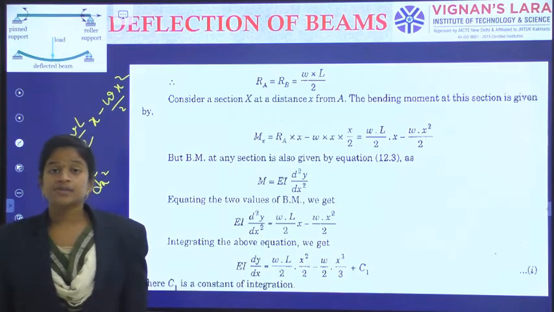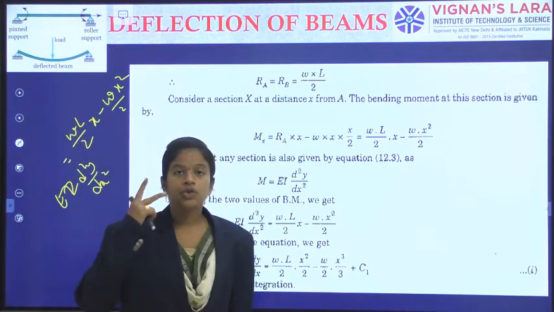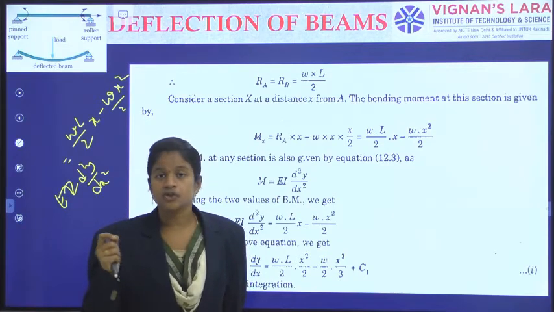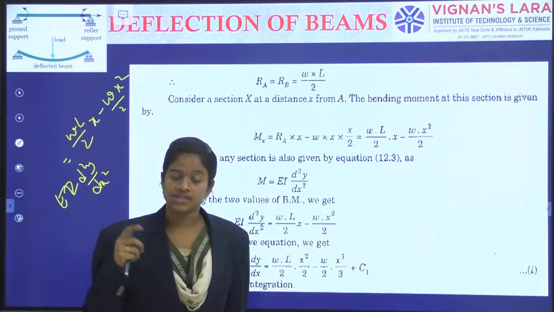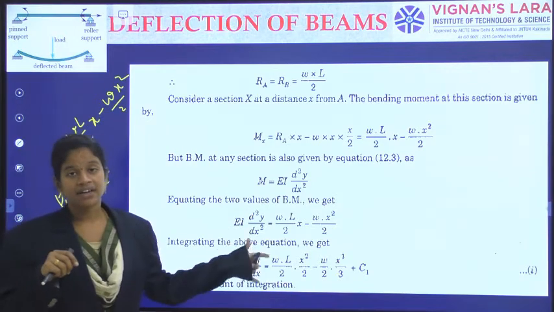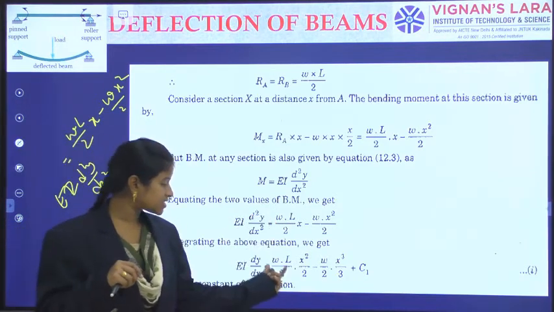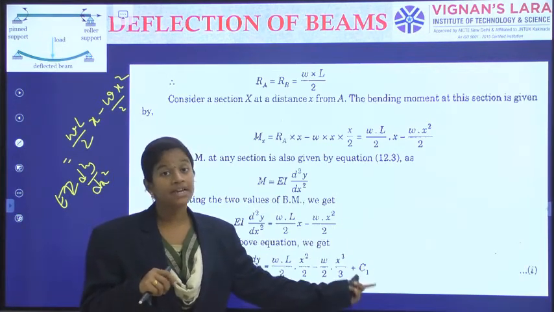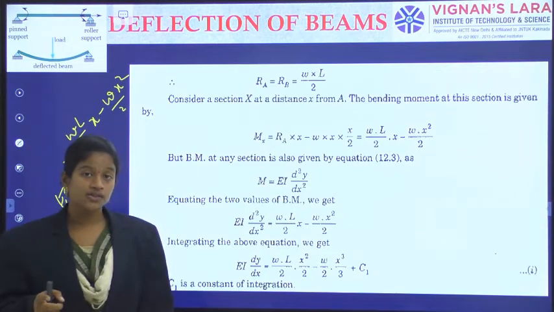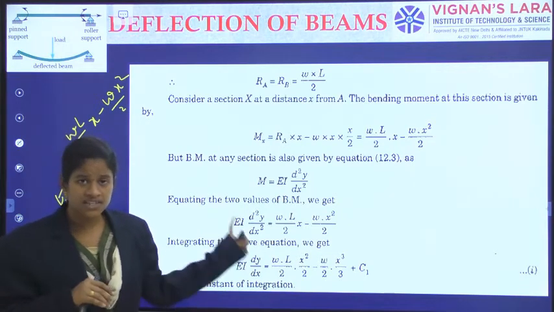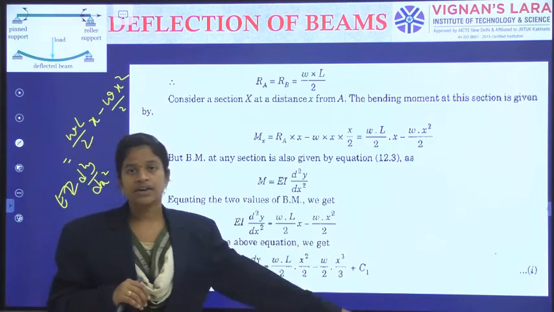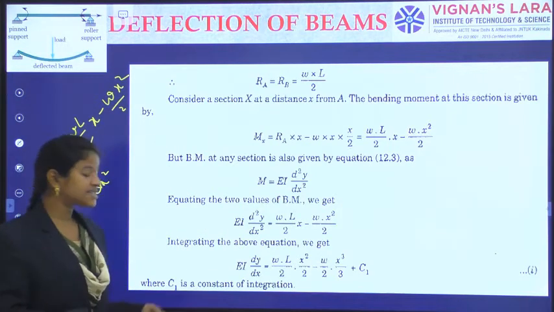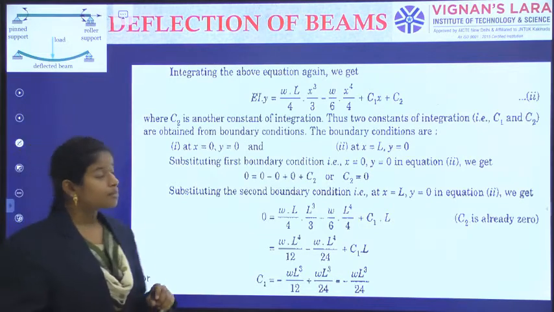And in the double integration method, the name itself says that with 2 times integration you can calculate slope and deflection. The first integration will give the slope equation. The second integration will give the deflection equation. The first integration: EI dy by dx, we will get the corresponding integrations, WL by 2 into x square by 2 minus W by 2 into x cube by 3 plus C1. Don't forget the integration constant, which you have to compulsorily mention because different variables were there. That's why the integration constant will come. And C1 being the integration constant, that C1 will be evaluated from the boundary conditions.